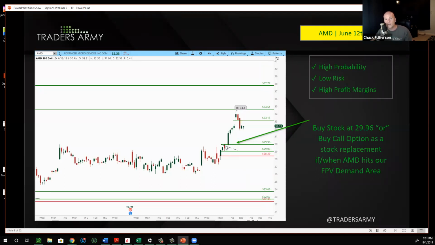And the reason that we looked at this level was we had a really nice move outside of this level. We had a little bit of basing, right? A nice little bit of basing in an area that had been tested a number of times.